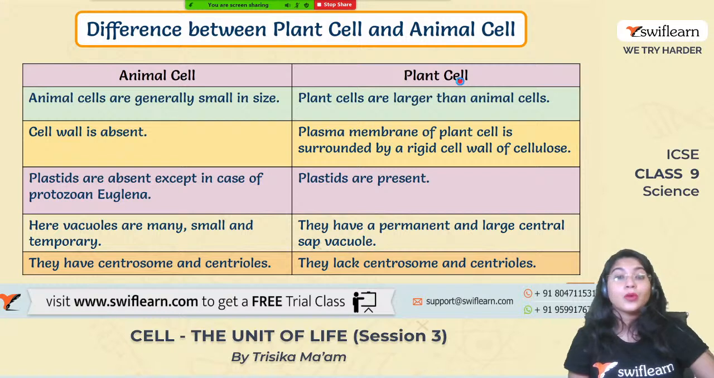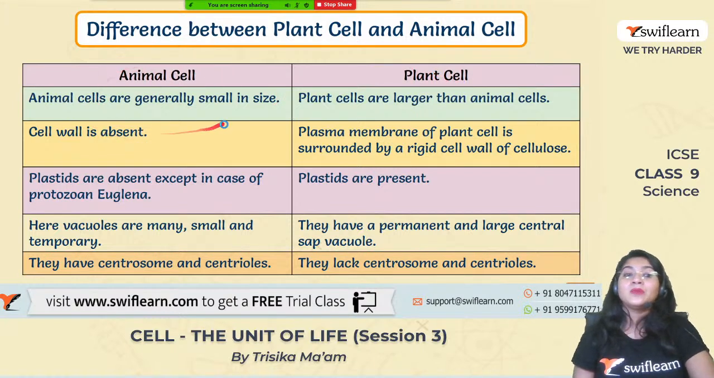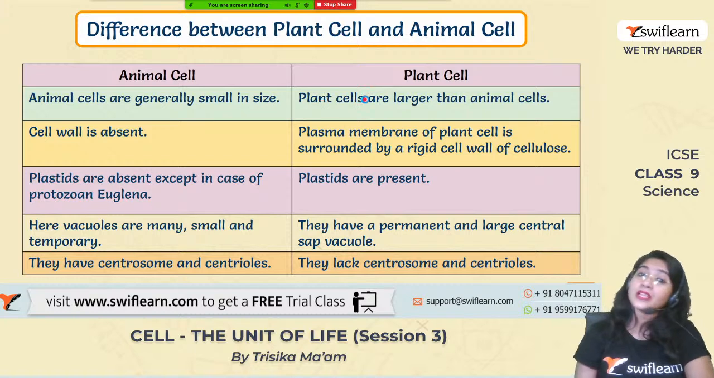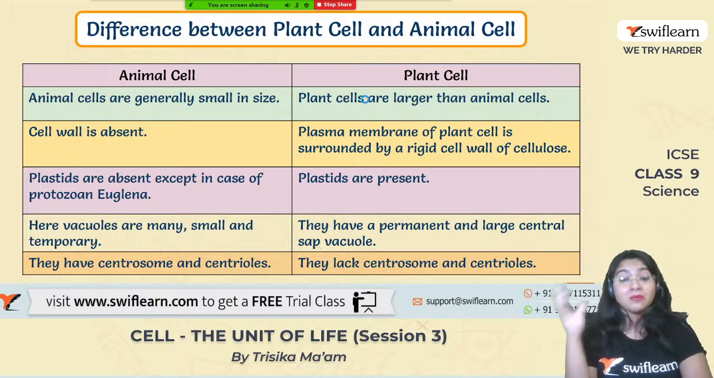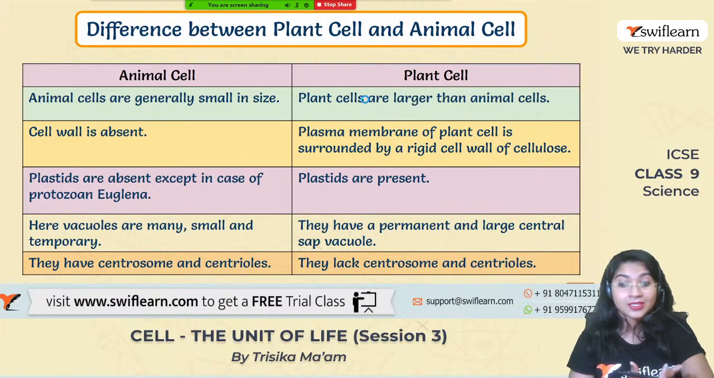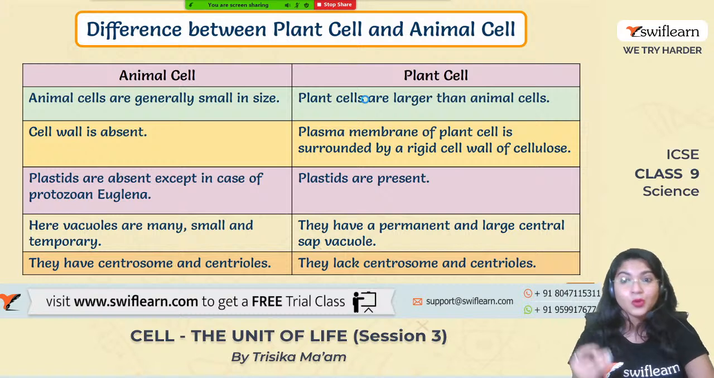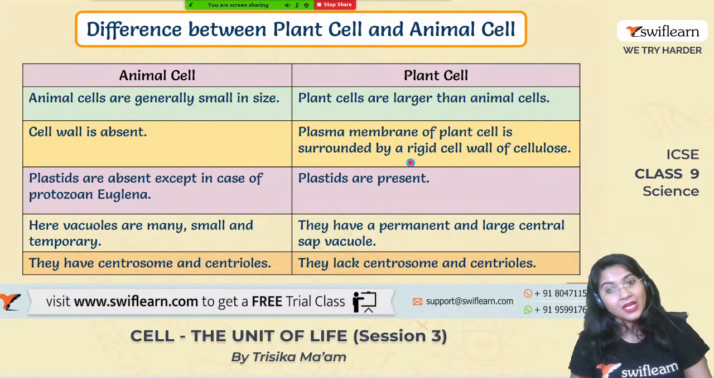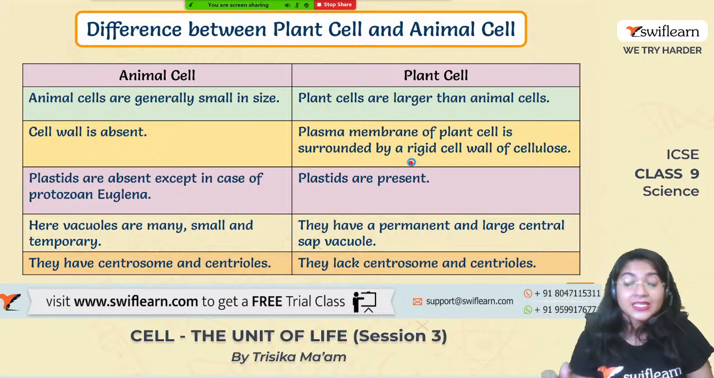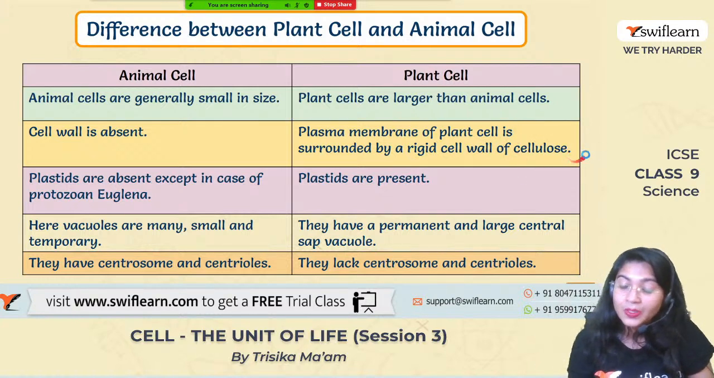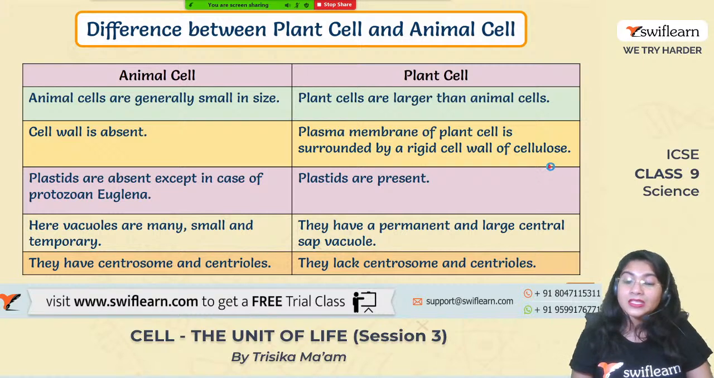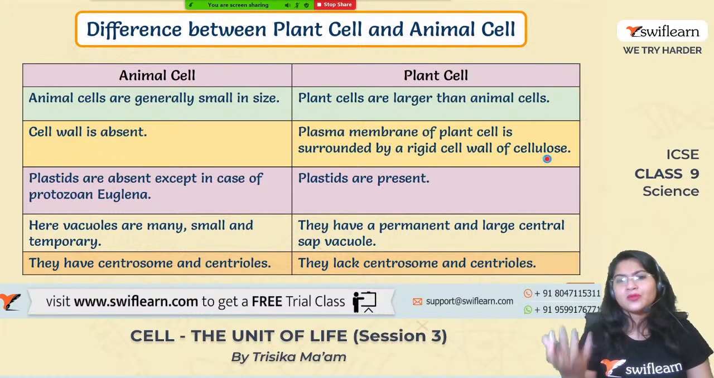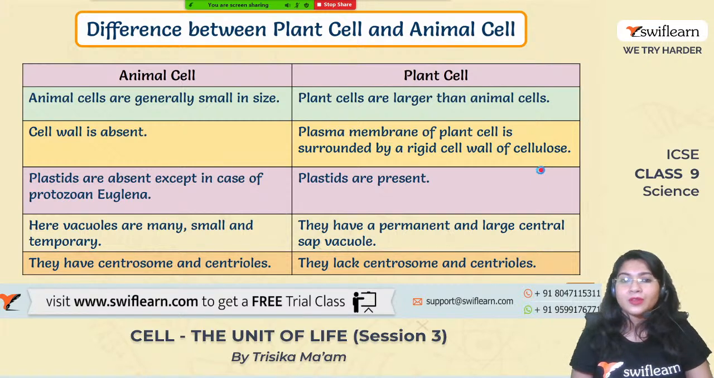Now let us find out what the differences are. Definitely the animal cells are generally small in size, but the plant cells are rigid and large in size, larger than the animal cell. Not so large that you can see it with your naked eyes. Definitely you have to see them under the microscope only, but larger than the animal cells. Now the cell wall is absent in the case of the animal cell, but it is present in the case of the plant cell, and the cell wall of most plant cells is made up of cellulose. Okay, cellulose is the main constituent or chemical composition present within the cell wall of the plant cell.